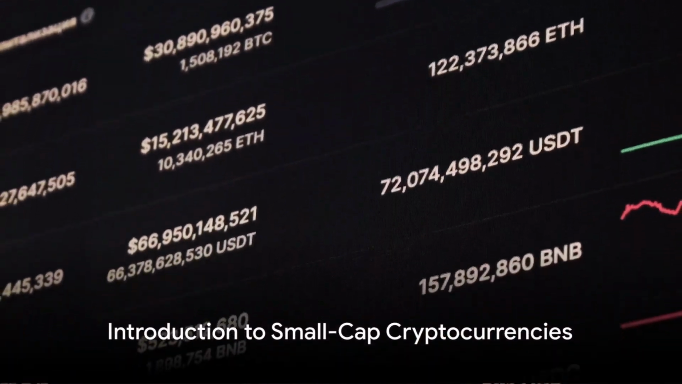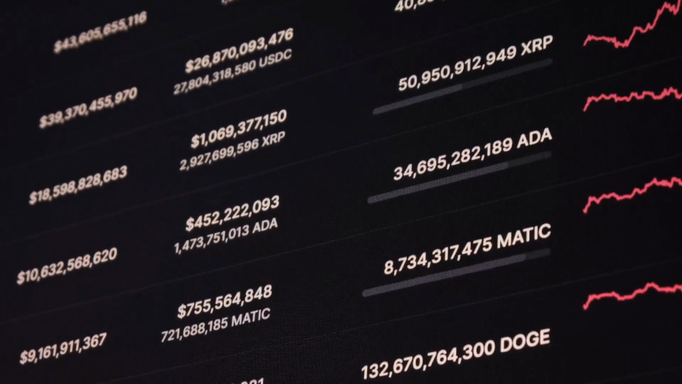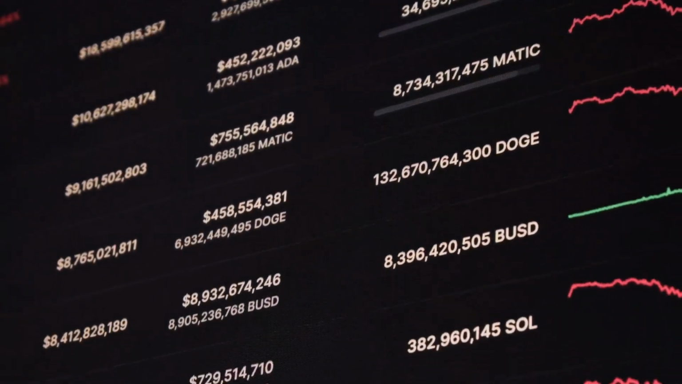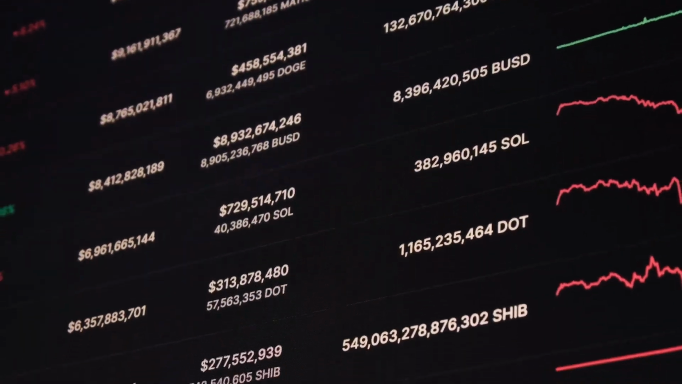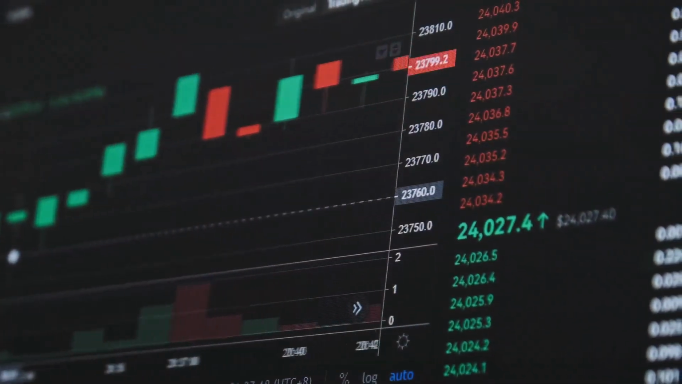Have you ever wondered how to invest in small-cap cryptocurrencies? This might seem like a complex world, but fret not. It's simpler than you might think. Small-cap cryptocurrencies are digital currencies with a relatively small market capitalization.